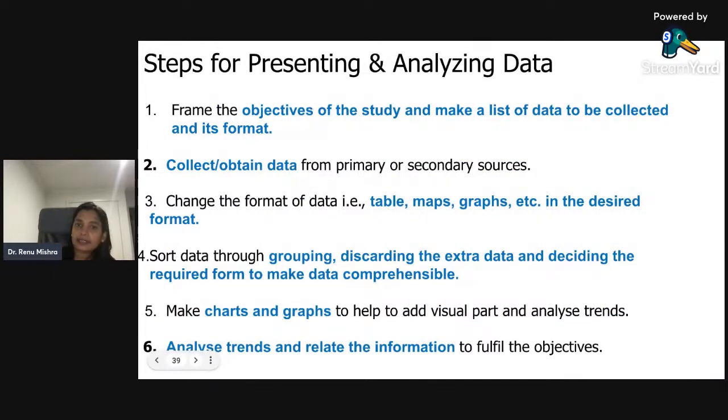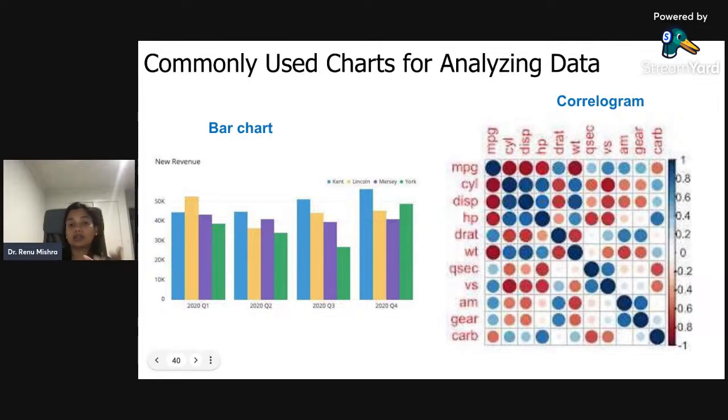Now, how do you present the data? Whatever the objectives of your research study are, you collected the data according to those objectives. Then you shape the data according to the objectives of the study. It will be presented through pie charts, graphs, or tables. Then you sort the data by extracting whatever is comprehensible and discarding whatever is not. Make the relevant charts and graphs so that you can visually display the data.